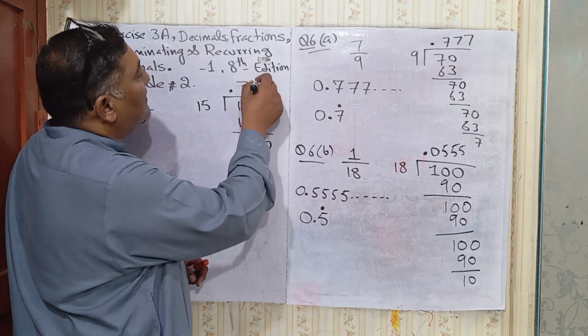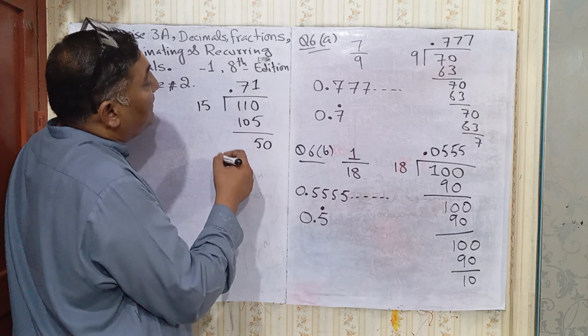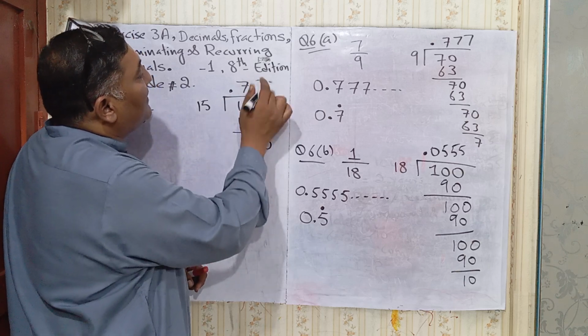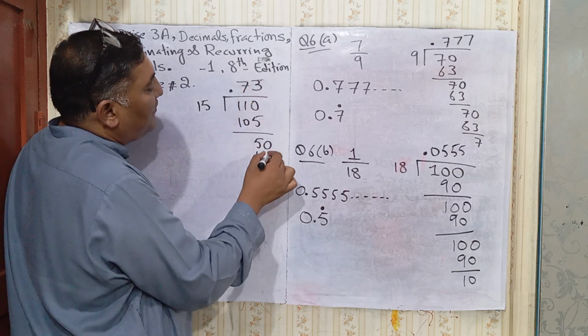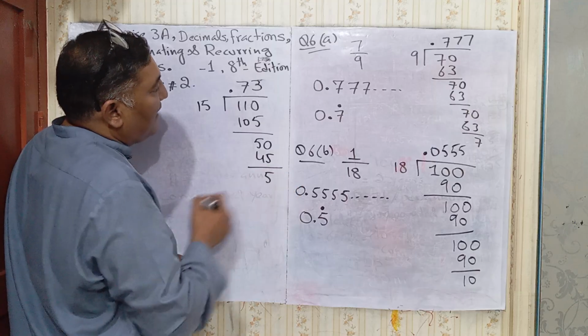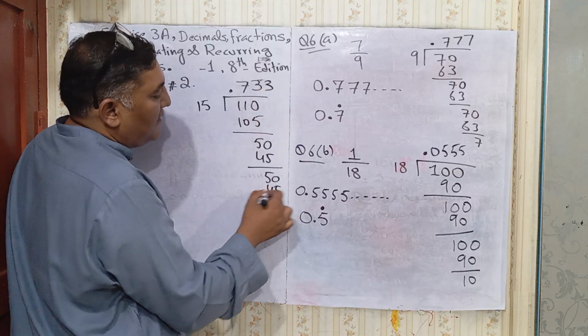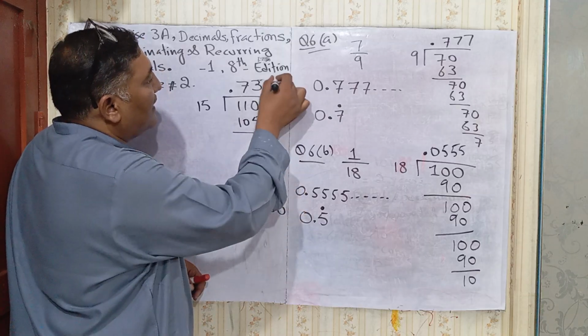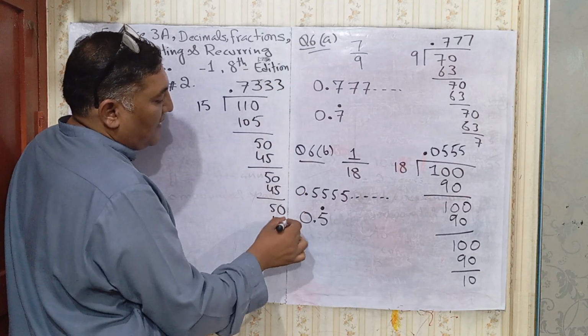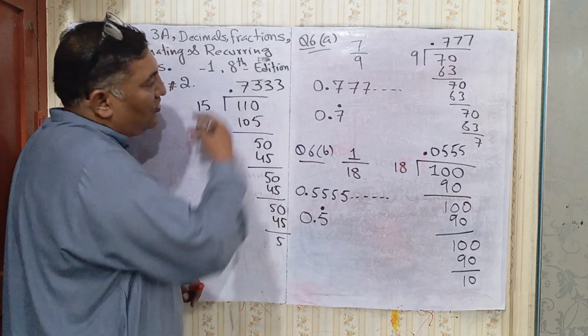5 ones are 15, 15 twos are 30, 15 threes are 45. So I will add 45. So left with the 5. Again put 0. Again with the 3, 45. Put a 0. Again with the 3, 45. Still you have 5. Okay. So this will continue.